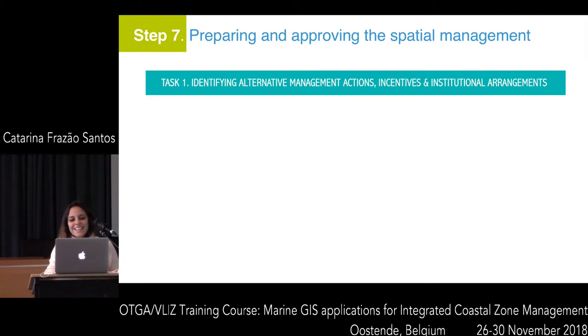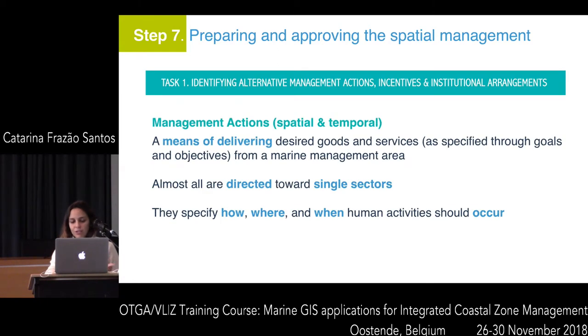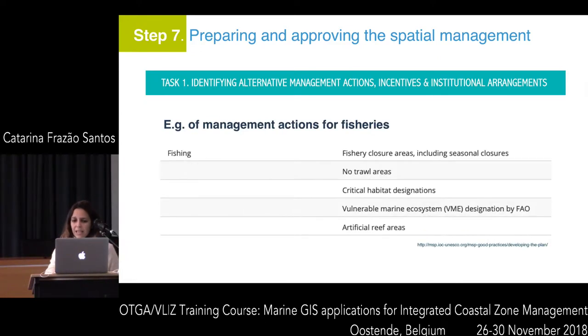So the first task, identifying alternative management actions, incentives, and institutional arrangements. So management actions are a means of delivering the goods and services from a marine management area. So they're basically a way to make objectives operational, to do things. In almost all cases, they are directed towards single sectors, and they need to specify how, where, and when human activities should occur.